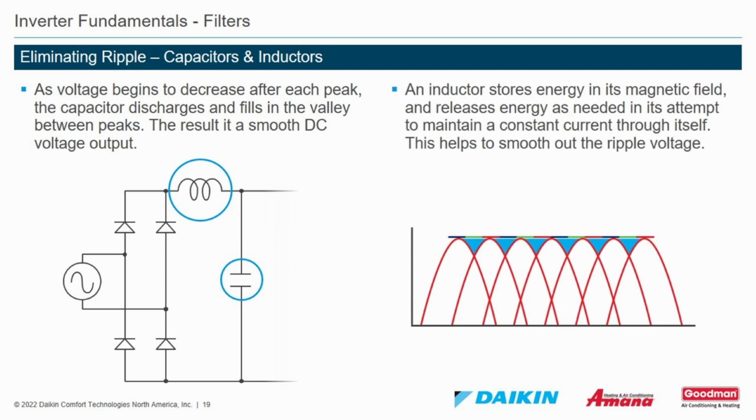The inductor stores energy in its magnetic field and releases energy as needed in its attempt to maintain a constant current through itself. This helps to smooth out the ripple voltage.